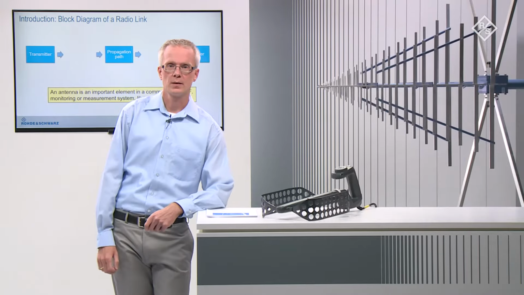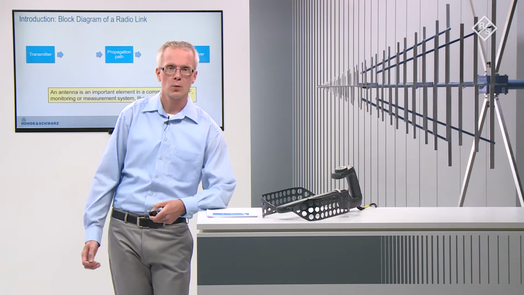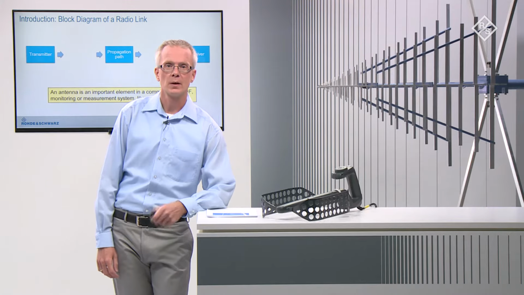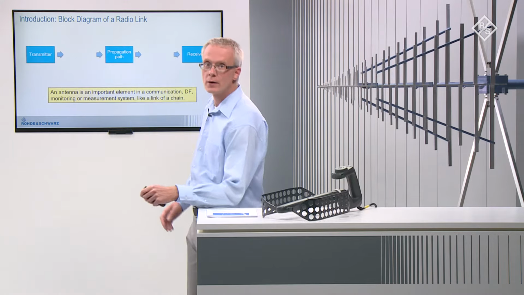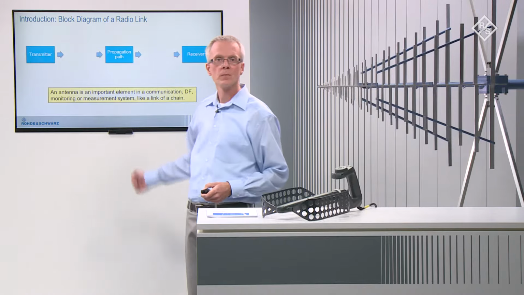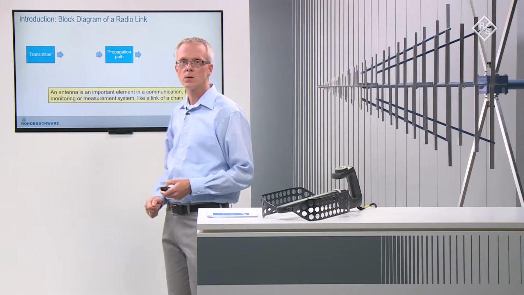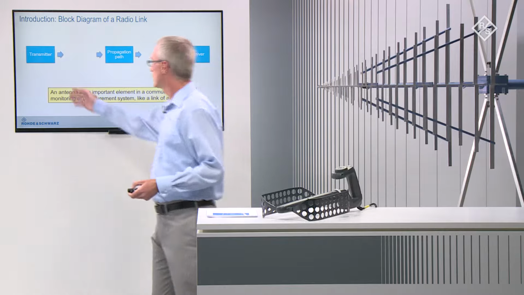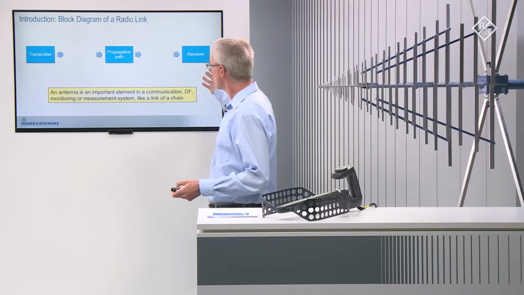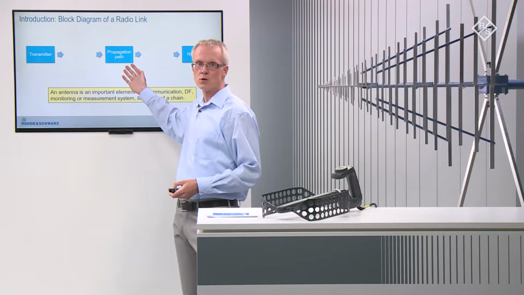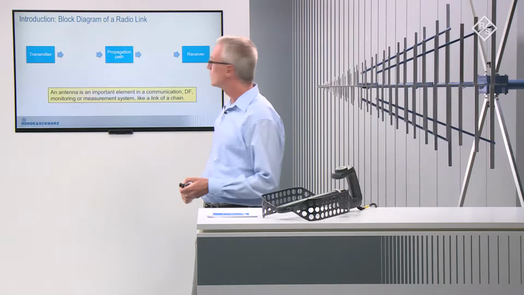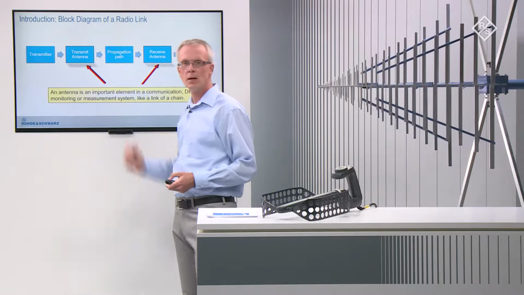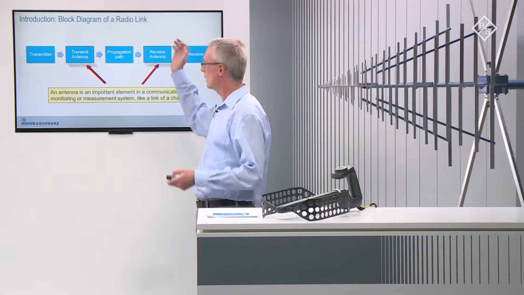Why do we need antennas at all? And why are they so important? This becomes clear by looking at a block diagram of a radio link. The task is to get information from a transmitter to a receiver via a certain propagation path. To do this, we need a transmit antenna and a receive antenna.